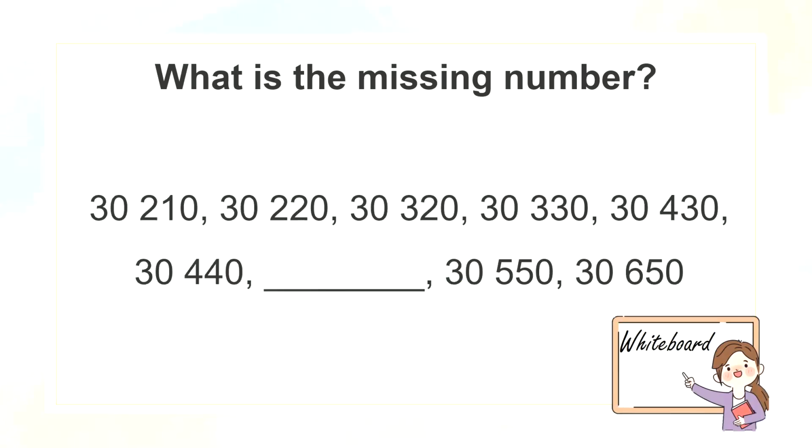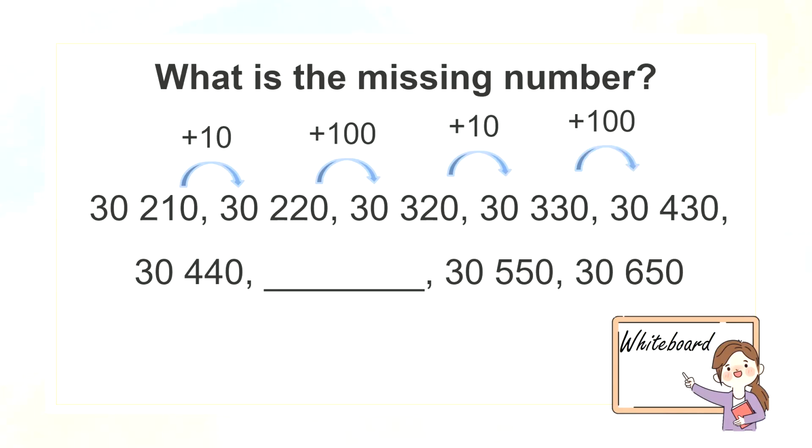Can we figure out the number pattern here? To get from the first number to the second number, what number do we add? We add 10. From the second number to the third number, we add 100. Do you think you can guess what the pattern is? Yes, we add 10, we add 100, and then we add 10 again.